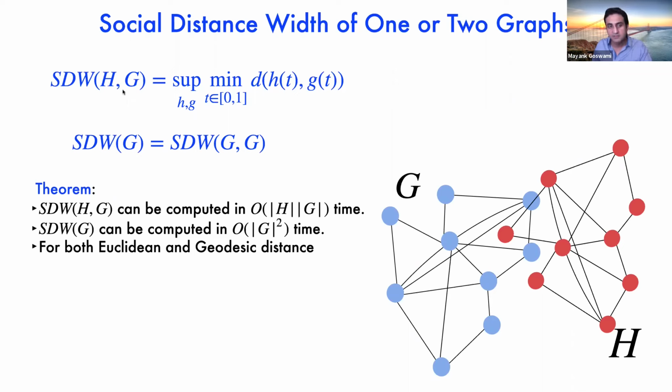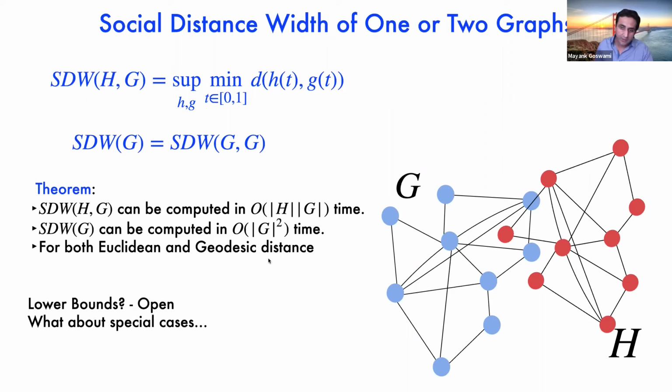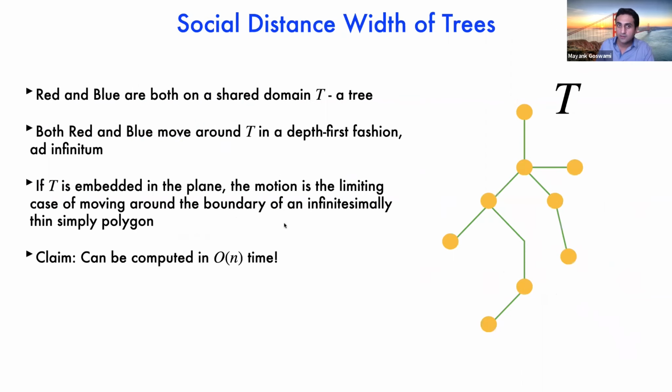So this can be computed in a time proportional to the product of the size of the graph, and this can be computed in time proportional to the square of the size of the graph for both Euclidean and geodesic versions. But the lower bounds in this case are open, and while trying to prove lower bounds, we were considering special cases. And I will end with one interesting special case, which is that of a tree.